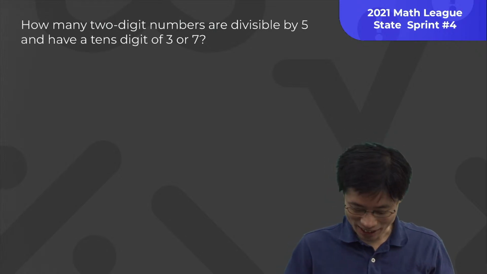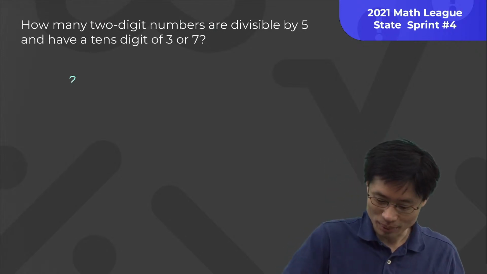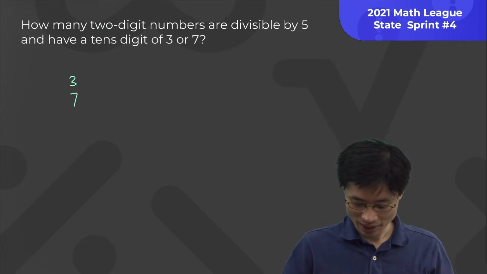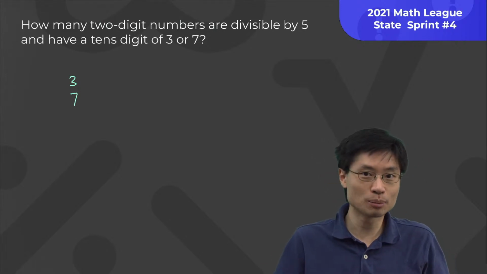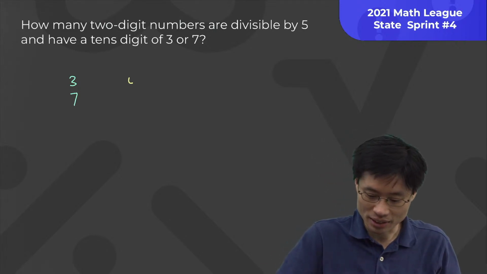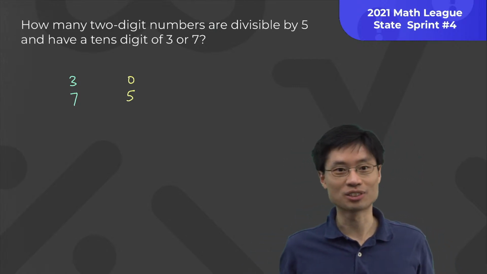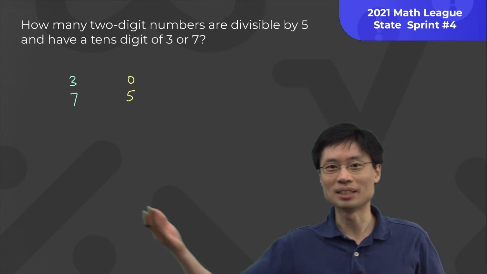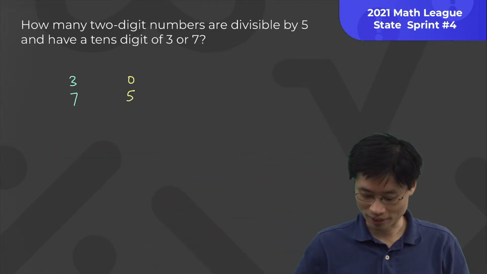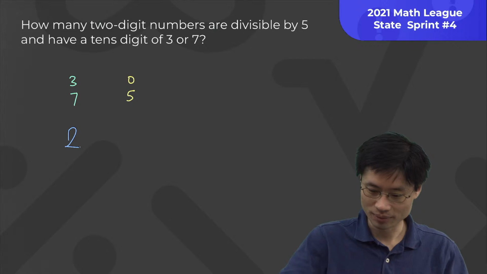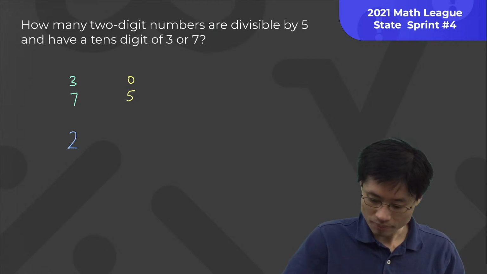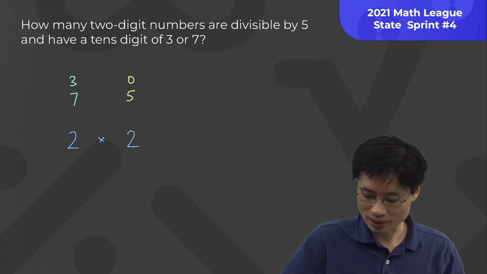So if the tens digit is 3 or 7, then it's either going to be 3 or 7, and that's the tens digit. To be divisible by 5, it has to end with a 0 or a 5. So it looks to me like I have 2 choices times 2 choices, so that means I have 2 times 2 equals 4, right? So I've got 2 choices for that number, 2 choices for that number, I get 4.